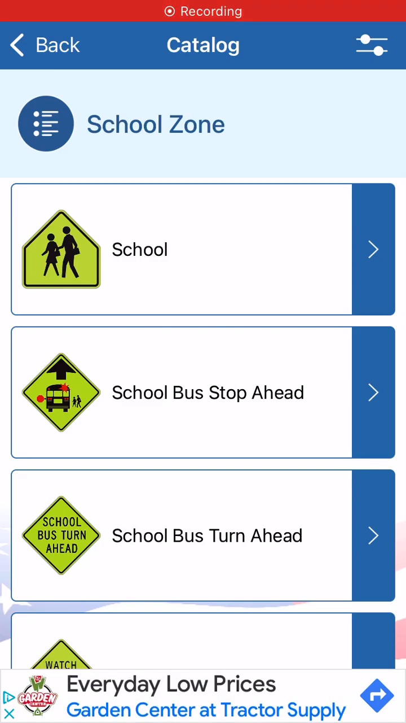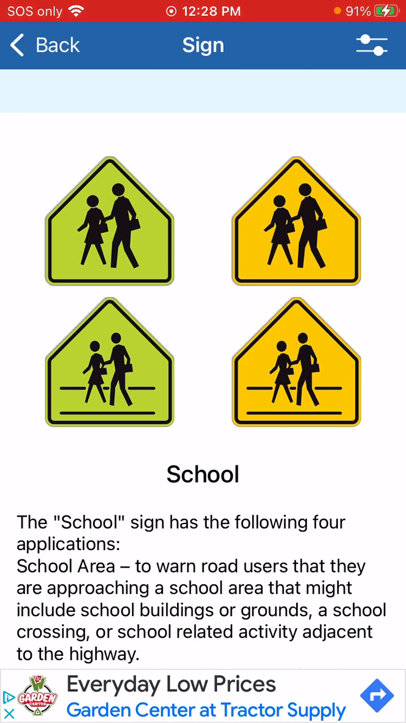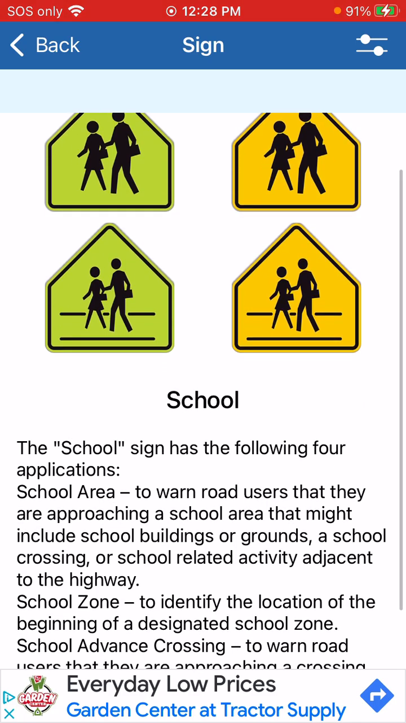School signs. School. School crossing. The school sign has the following four applications.